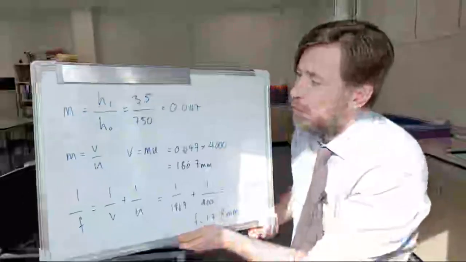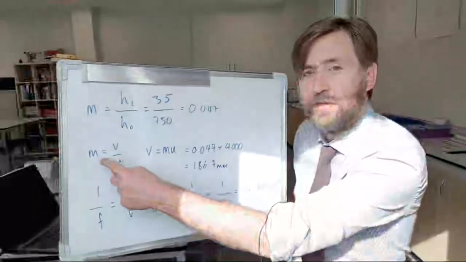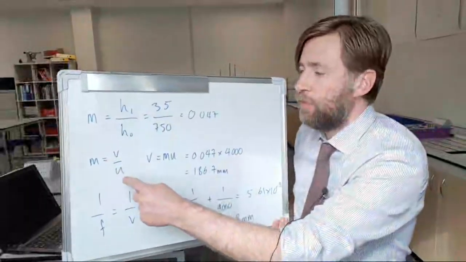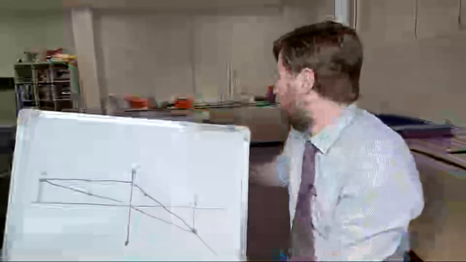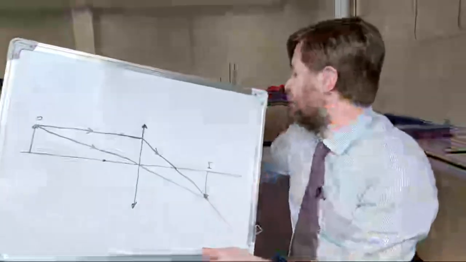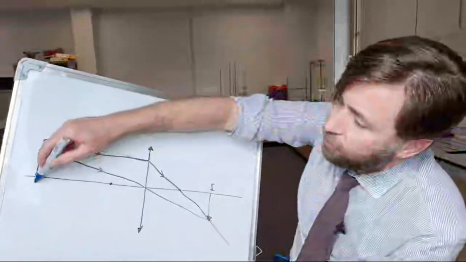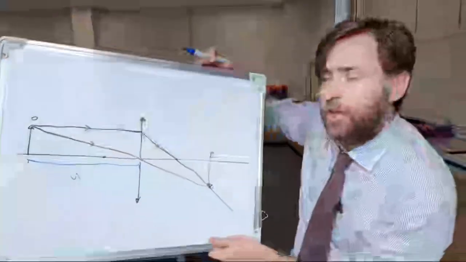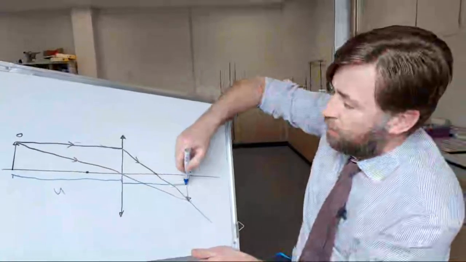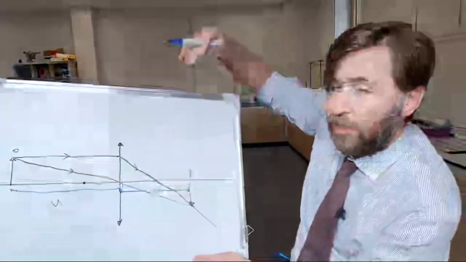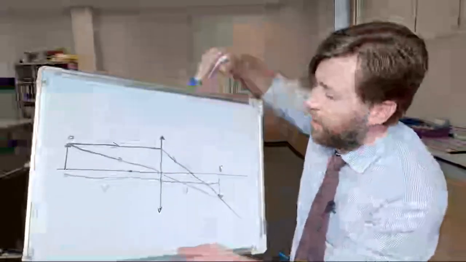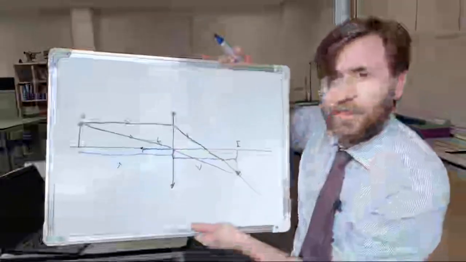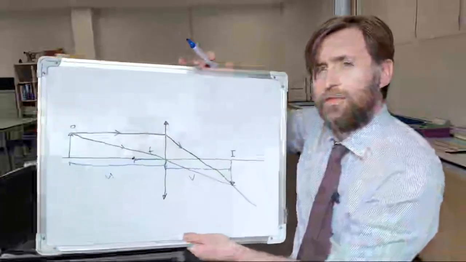And then from there, you actually use this other definition, this is A-level stuff now, of magnification, which is V over U. And let's talk about where V and U are on this diagram. U is the distance from the object to the lens. That's U there. V is the distance from the lens to the image. That's V there. And then lastly, F, the focal length, which is what we want to work out here, is the distance from the lens to either of those focal points.